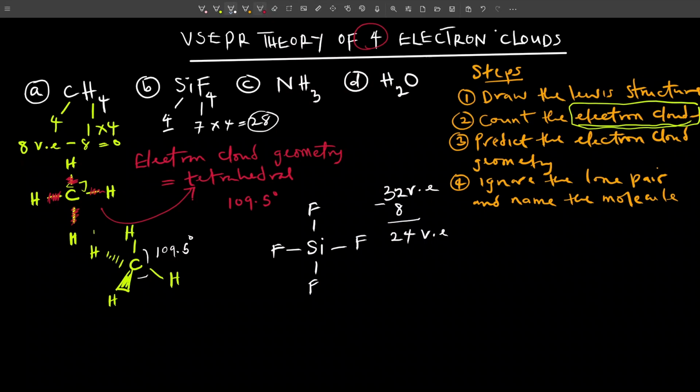The next thing we have to do now is to complete the octet configuration of the terminal atoms by adding valence electrons to them. This fluorine only has 2 electrons here, so I'll add 6 more to complete its octet configuration. Okay, all done. I added 6 electrons per fluorine, so 6 times 4 will give me 24 valence electrons. So if you subtract, we're going to have 0. So hence, this is the Lewis structure for SiF4.